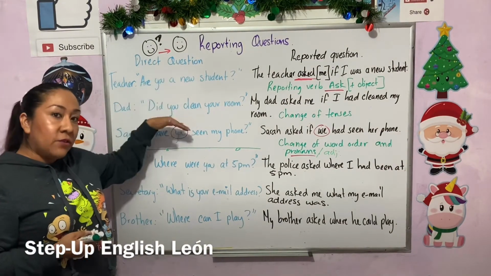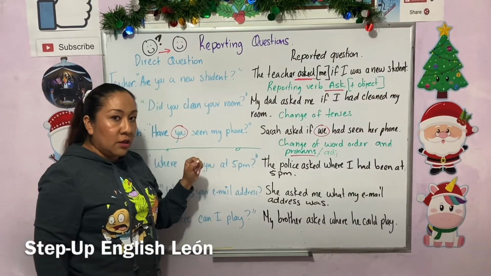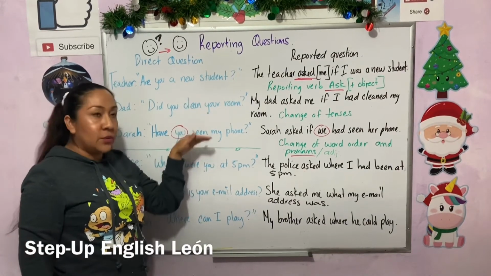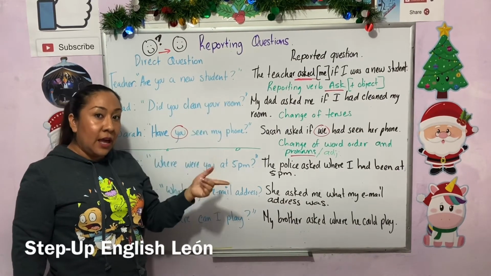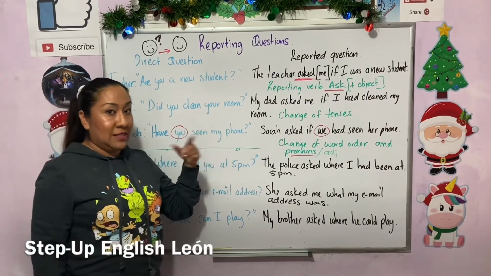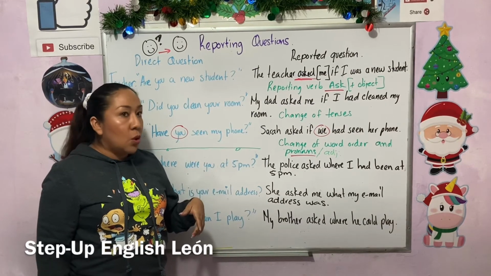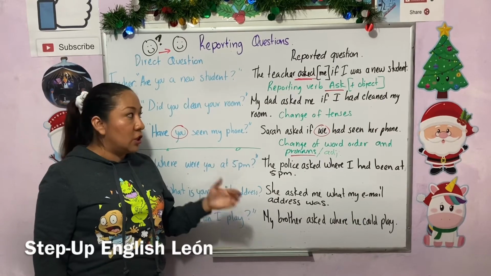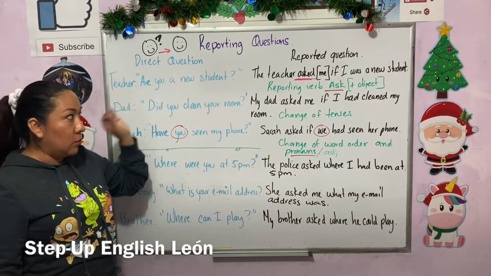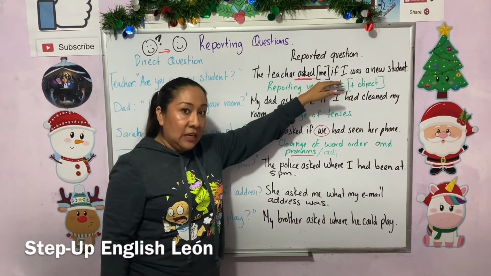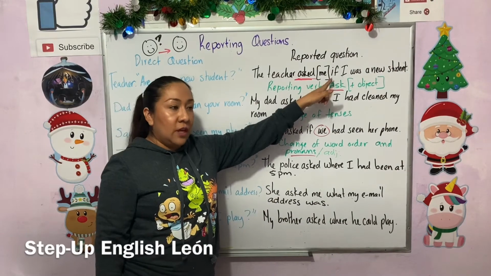Okay, now in these first three questions, if you see, I'm using if when I introduce the question. Why is that? Because these three questions are yes/no questions. Are you a new student? Yes, I am. No, I'm not. Did you clean your room? Yes, I did. No, I didn't. Have you seen my phone? Yes, I have. No, I haven't. So to make it clear that I'm talking about a question, I'm using if. Are you a new student? ¿Eres un alumno nuevo? La maestra preguntó si yo era un alumno nuevo. Okay? That's the use of if.